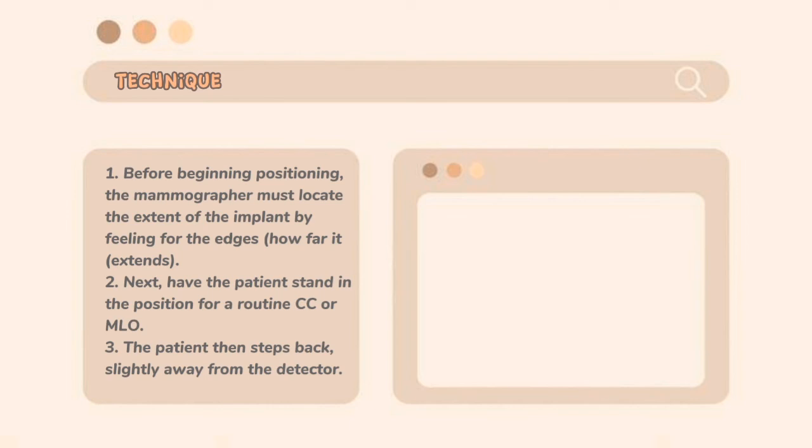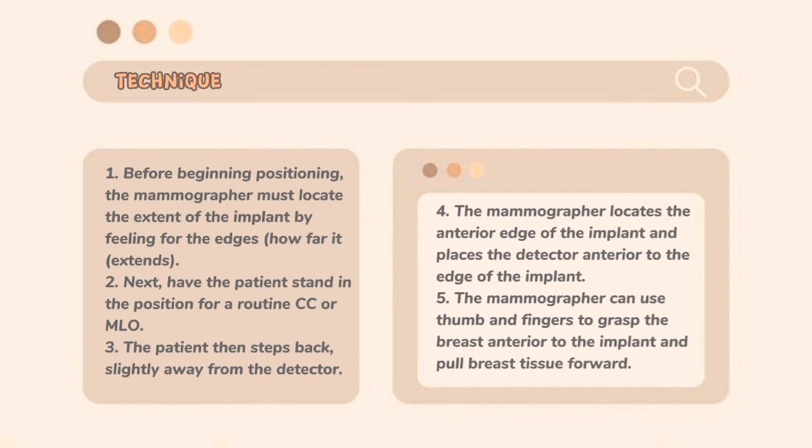1. Before beginning positioning, the mammographer must locate the extent of the implant by feeling for the edges to see how far it extends. 2. Next, have the patient stand in position for a routine CC or MLO. 3. The patient then steps back, slightly away from the detector. 4. The mammographer locates the anterior edge of the implant and places the detector anterior to the edge of the implant. 5. The mammographer can use thumb and fingers to grasp the breast anterior to the implant and pull breast tissue forward.